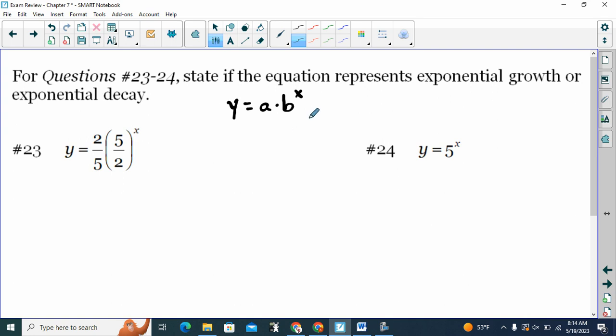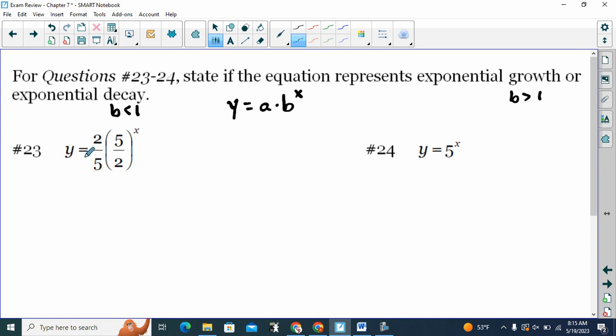We can tell if it's growth or decay based on the number that we are raising to the exponent, the b value. If b is greater than 1, we have exponential growth. If the thing that we are raising to the x is less than 1, that is when we have exponential decay. So number 23, y equals 2/5 times 5 over 2 to the x.